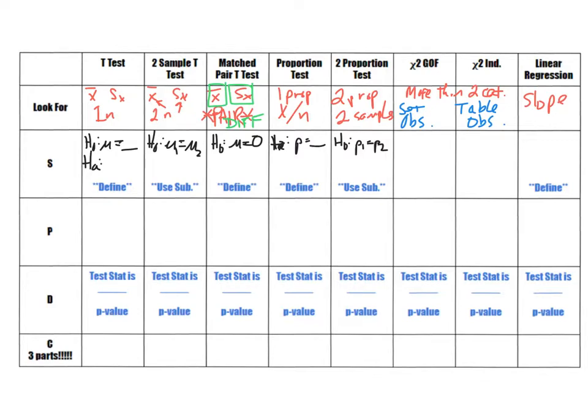So again, make sure you're writing this correctly. Make sure you are using parameters. Make sure you're keeping the numbers the same if it was a one sample. Okay. Now the goodness of fit.